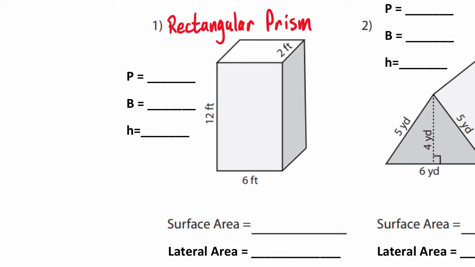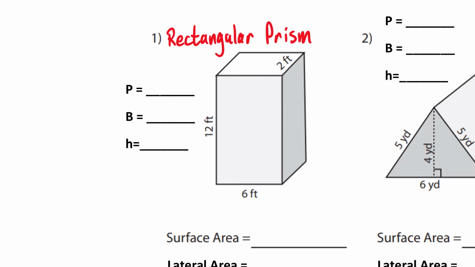Okay, so remember, what does capital P stand for? Perimeter of the base. So one of the bases is down here. This is going to be one of the other bases, so I'm just going to look at this. So we have 6, 2, 6, and 2. So what's the perimeter of the base? 16. Just 6 plus 2 plus 6 plus 2, that's 16 feet.